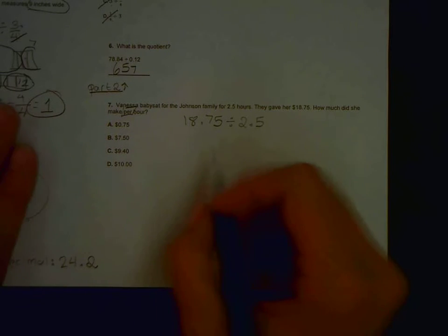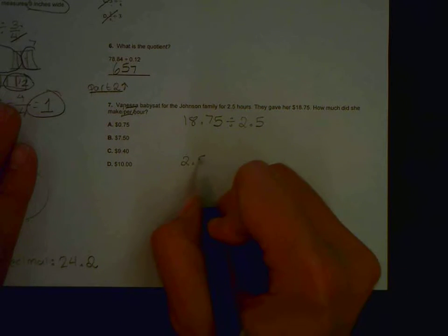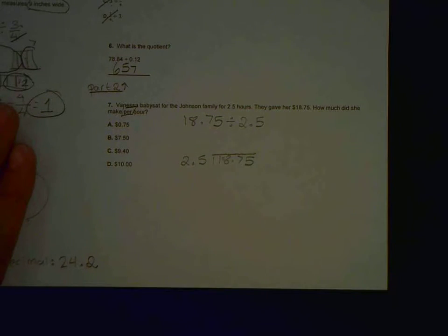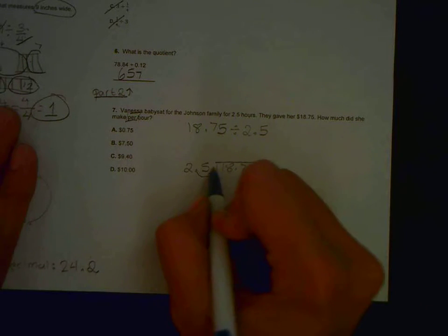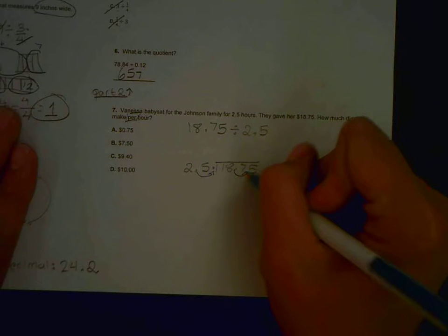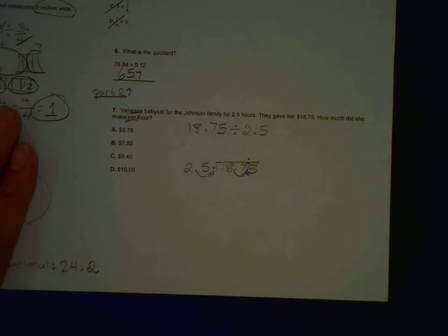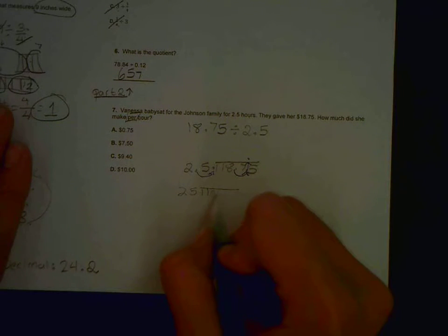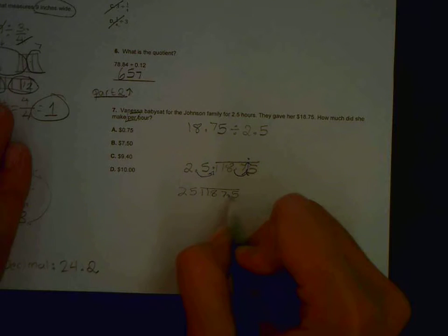We're then going to set up our division house. We have 2.5 on the outside and 18.75 on the inside. Just like the previous problem, the first thing I need to do is move my decimals over. I start with the divisor, move it over once to make it a whole number, do the same to the inside, and then bring it upstairs. Why not rewrite the problem just to make sure it looks nice and neat? We've got 25 going into 187.5.